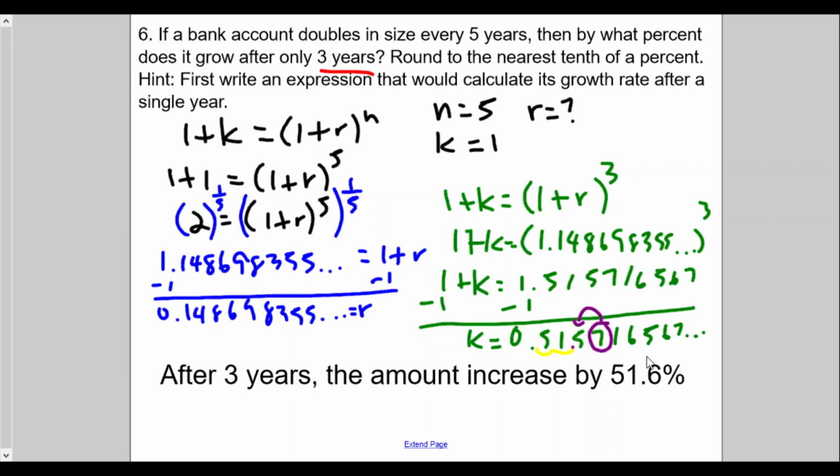Now, if you round it up first, you might get a slightly different answer. But we have all the information in our graphing calculator. Why do we need to round off anyway?